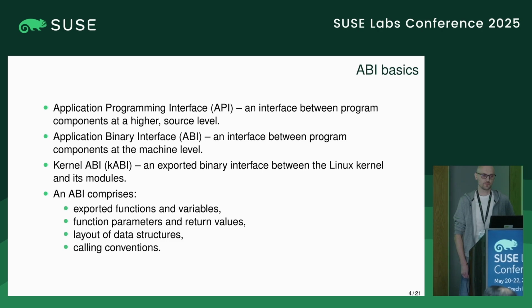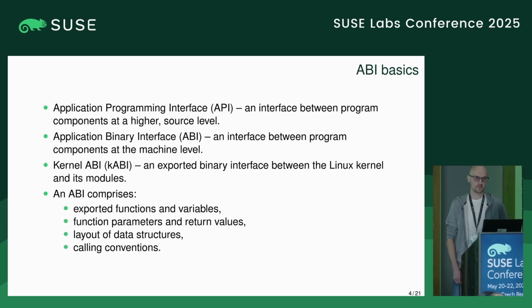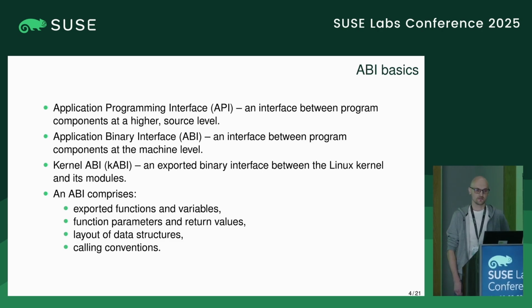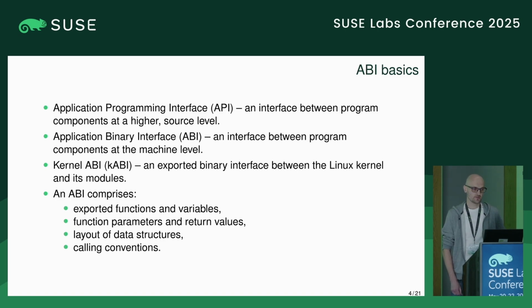It should not be confused with API, which means Application Programming Interface. The API defines the access at a higher level in source code. The Linux term KABI then stands for Kernel ABI, and it's an agreed upon interface between the Linux kernel and its modules. An ABI comprises a set of exported functions and variables, function parameters and their return values, the layout of data structures, and calling conventions.